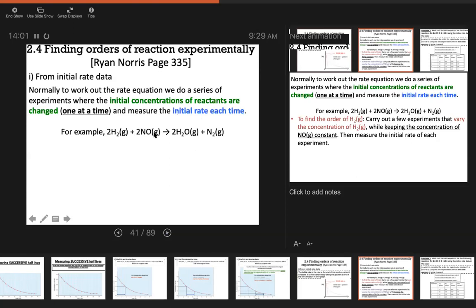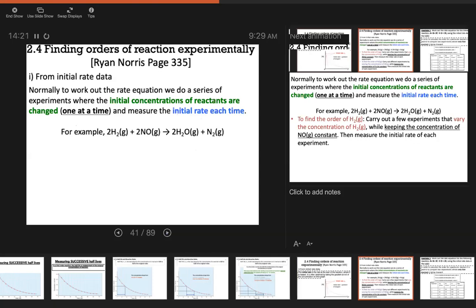Before I write the rate equation, I need to know the order of my reactants. So I've got hydrogen here and nitrogen monoxide as my reactants, right? In order to find the order of reaction, I need to focus on one reactant at a time.